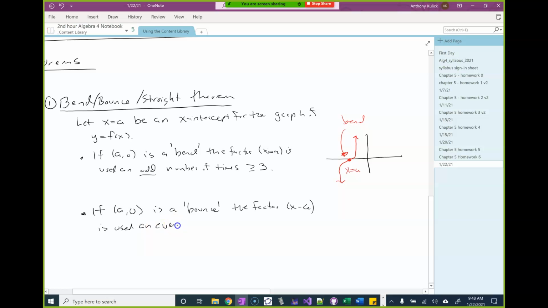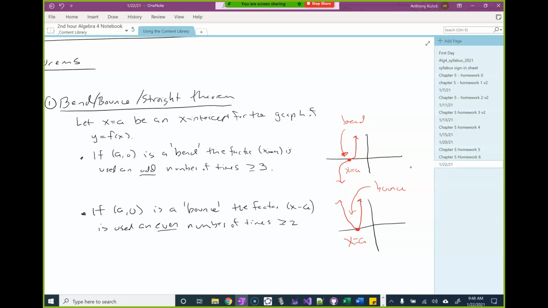With a bounce, that x-intercept just gets used an even number of times. A bounce just hits the x-axis and then goes back in the same direction it came. It's like bouncing on the ground or something. Is everybody okay with that idea? Again, it's just a visual definition, so it's hopefully fairly intuitive when you look at it. Like a bend looks like it's bending, a bounce looks like it's bouncing. What do you think straight's going to look like? Going straight through, yep.